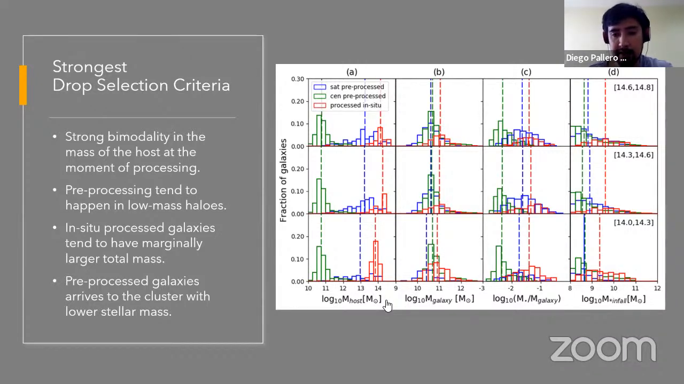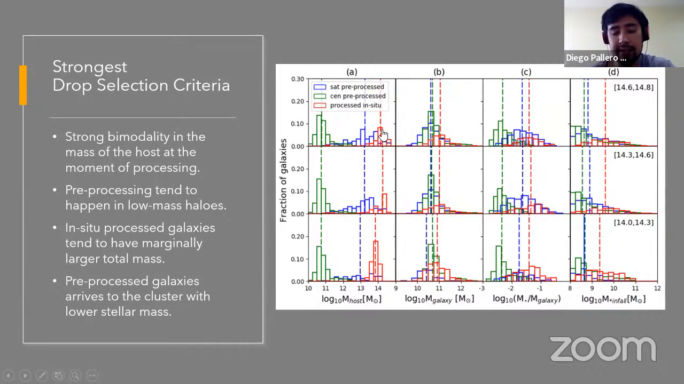The total mass of the galaxies, including gas, stars, and dark matter. The ratio between the stellar component and the total mass of the galaxy, just to see if they are more dark matter dominated or more baryonic dominated. And the stellar mass of the galaxy, and their inflow time. The inflow time is defined as the first time that the galaxy crosses the virial radii of the cluster. And as you can see here, at least for the host halo mass, we don't have any particular relation with the mass. Each bar, the color of the bars corresponds to a different kind of population.